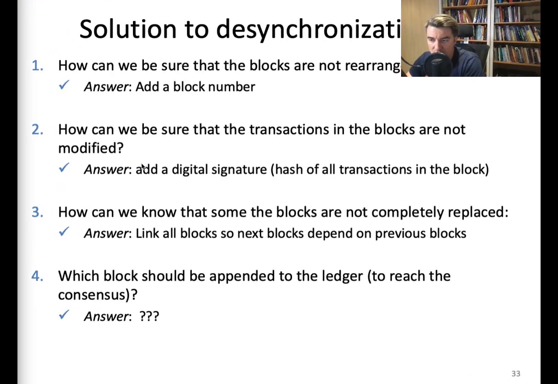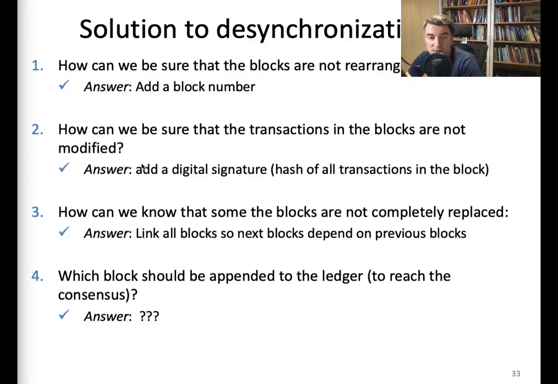In this diagram, a full ledger is just represented as a list of blocks, but otherwise they are equivalent. Introducing this block structure, we have to address a few important questions. First of all, how can we be sure that the blocks are not rearranged in terms of their order? A clever solution would be simply adding a block number. The second question is, how can we be sure that the transactions in the blocks are not modified after we actually agreed to accept them?